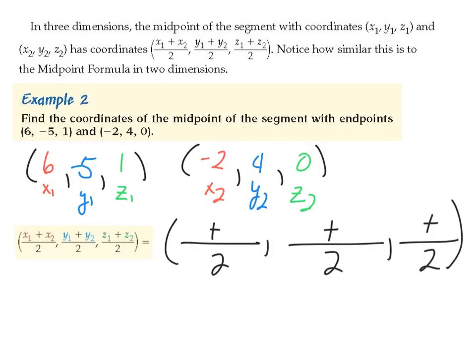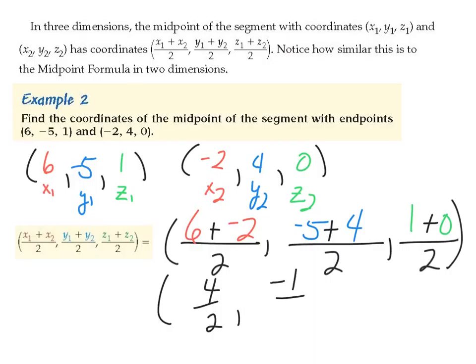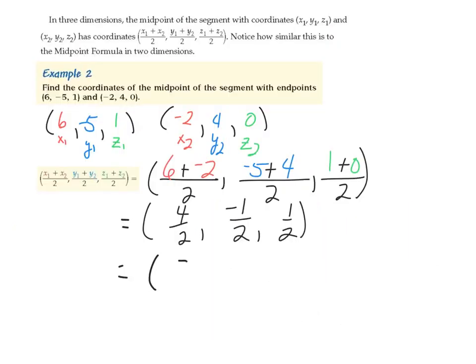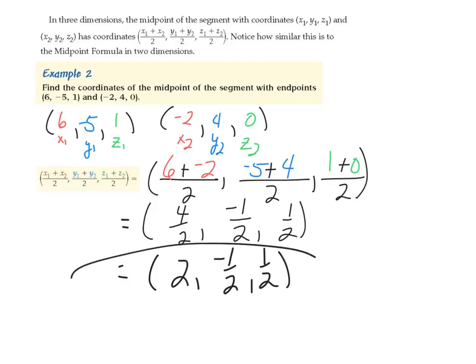They ask us to find the coordinates of the midpoint of a segment with endpoints (6, -5, 1) and (-2, 4, 0). So we're going to use the formula and average the x's, so 6 plus negative 2, average the y's, negative 5 plus 4, and average the z's, 1 plus 0. So we've got 4 divided by 2, negative 1 divided by 2, and 1 divided by 2. And I know what 4 divided by 2 is, otherwise I've got 2 fractions. Fractions happen, it's not that big of a deal.